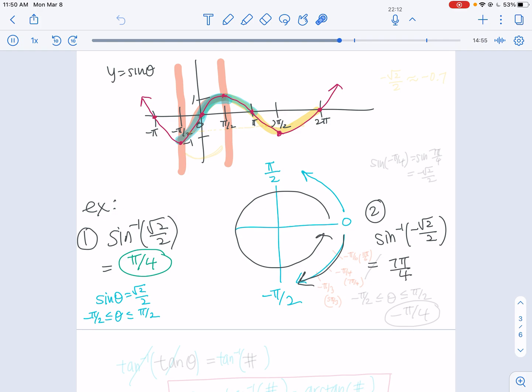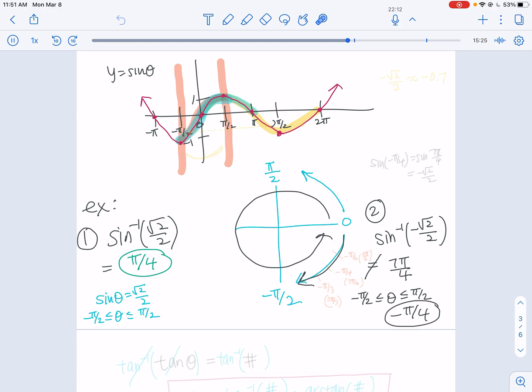But that can't be the answer, because is 7 pi over 4 between negative pi over 2 and pi over 2? No, 7 pi over 4 is more than pi over 2, right? So it doesn't work. Do you guys see that? So instead of going in the positive rotation all the way, because it's excluded, we have to go to 7 pi over 4 in the negative direction. How much is that? Negative pi over 4. So your answer is negative pi over 4.